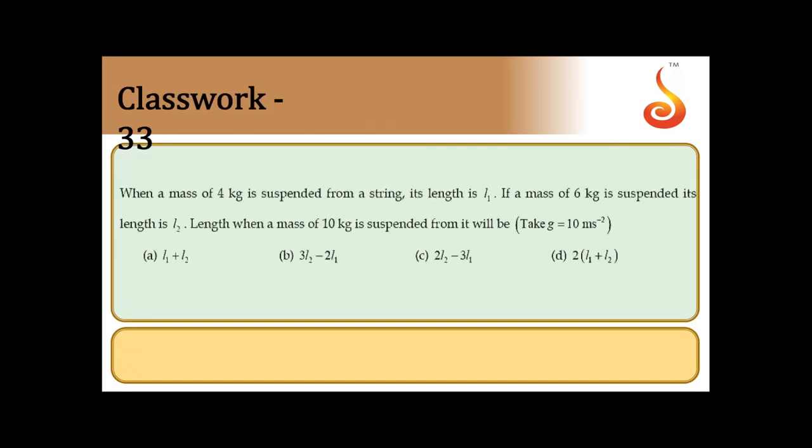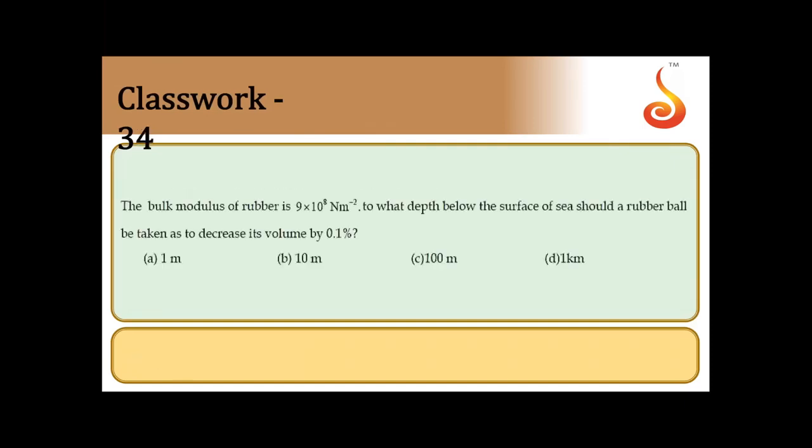Yes, we shall move on to next one. The bulk modulus of rubber is 9 into 10 to the power 8 Newton per meter square. To what depth below the surface of sea should a rubber ball be taken so as to decrease its volume by 0.1%? So bulk modulus B is given by pressure divided by delta V by V. So here we need to calculate depth. So pressure at the depth is given by rho GH.